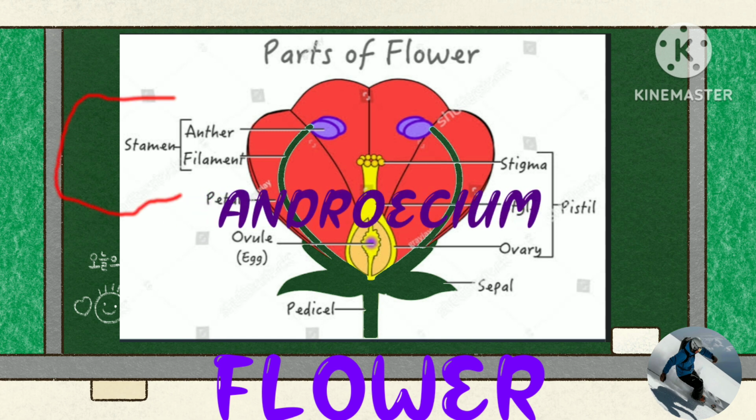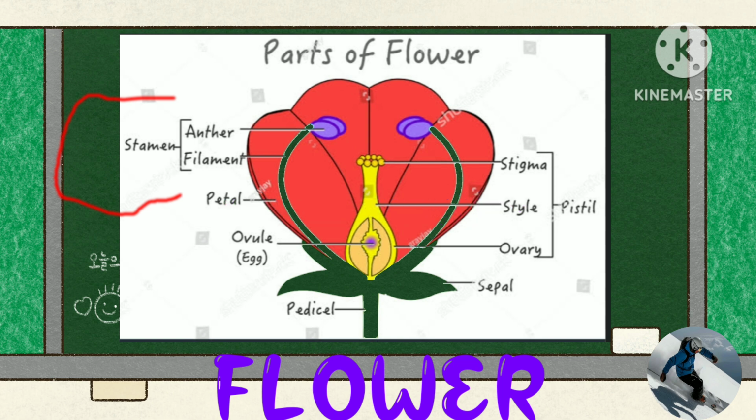It consists of stamens, which are the male reproductive parts of a flower. A stamen has two parts, a thin long stalk called filament, and a knob-like structure at the tip of the filament called anther. The male gametes, known as pollens, are produced by the anther in large numbers.